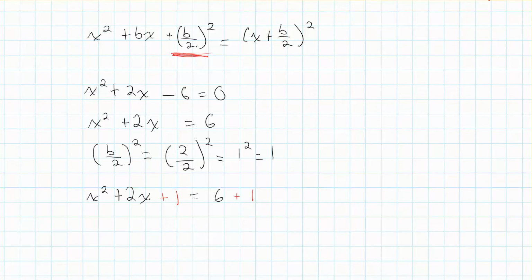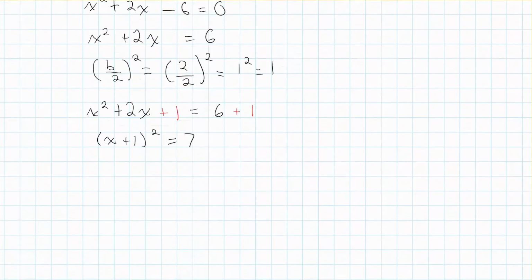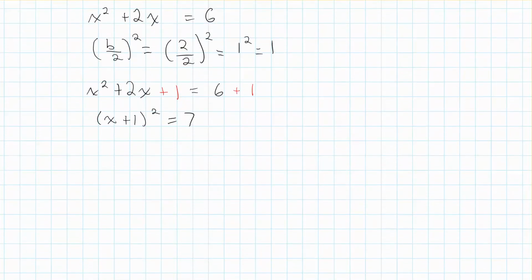Well, the left-hand side now factors to x plus 1 quantity squared, and the right-hand side is, of course, equal to 7. All right, now we can take the square root of both sides. The square root of a square is going to just get rid of that square, so the left-hand side would just be x plus 1.